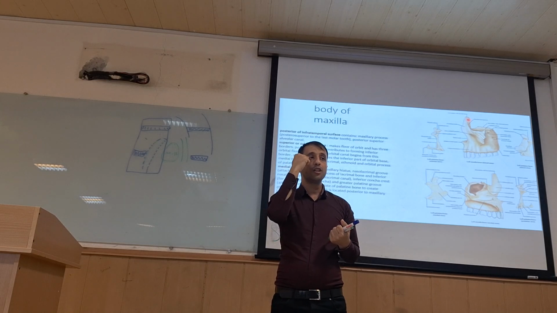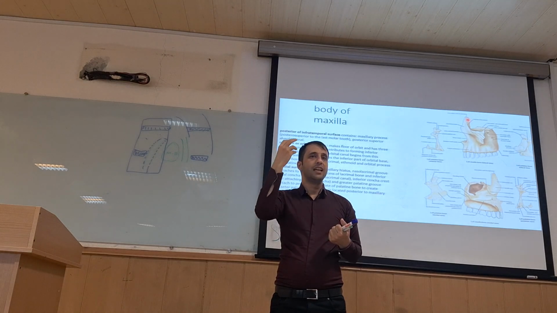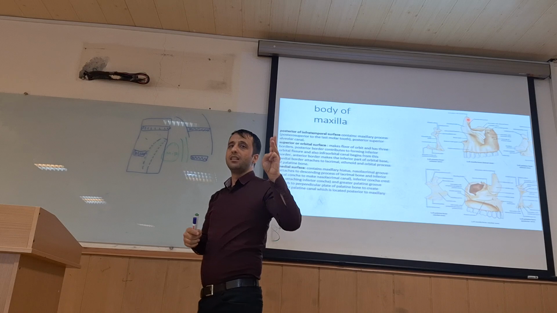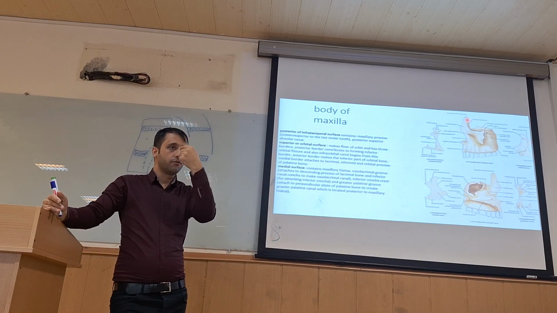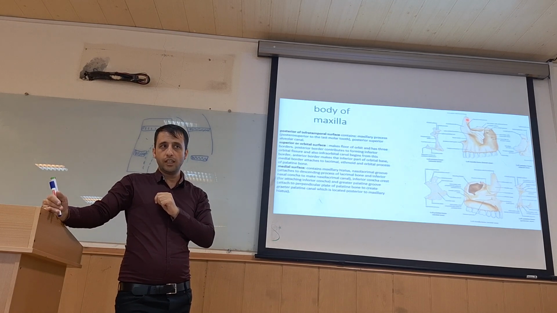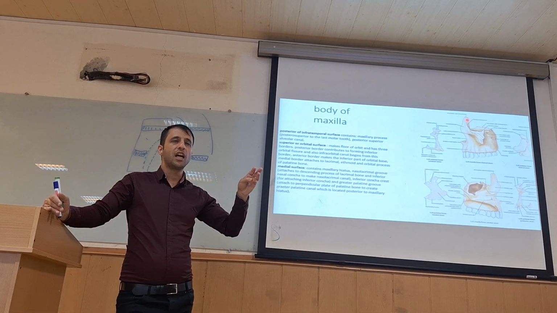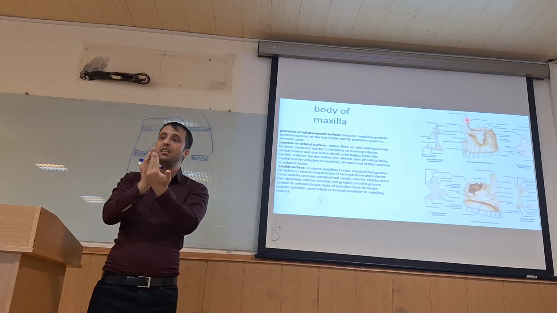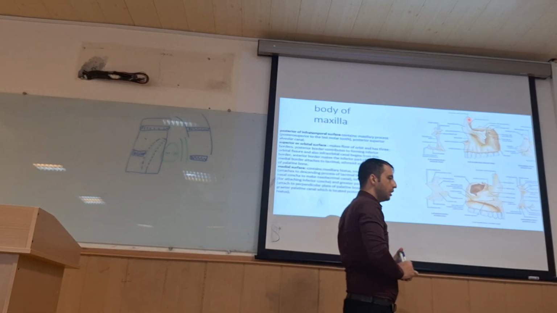This fossa is the site of the lacrimal sac. Lacrimal sac is located at this area. So I say that anterior lacrimal crest is located in the lateral surface of frontal process of maxilla. Okay? When I say anterior lacrimal, we should have posterior lacrimal crest. Posterior lacrimal crest is located in lacrimal bone. Okay? I will talk about it in the lacrimal bone.